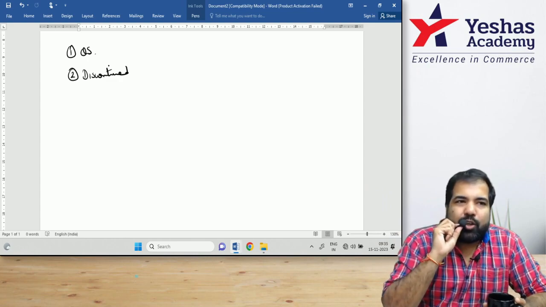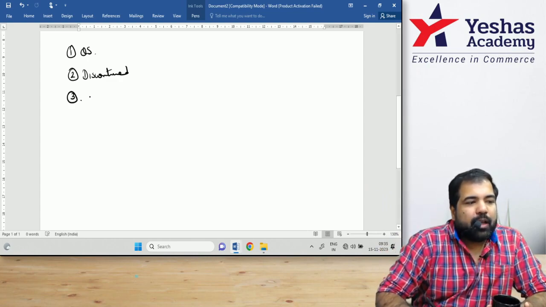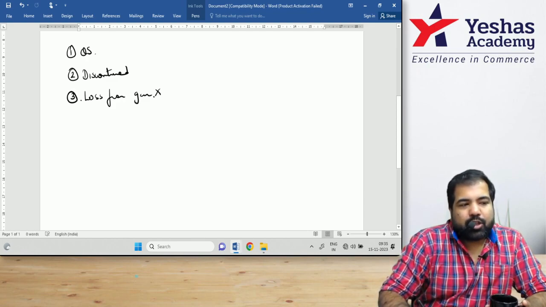PGBP. So if you start a new business within 8 years, can you set off the loss? Yes. Third, if you remember loss from gambling, etc., can I minus it? No, that has to be ignored.